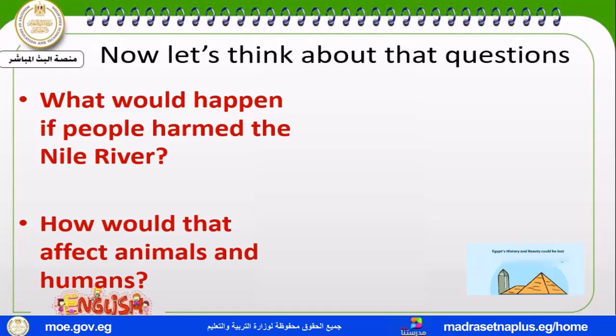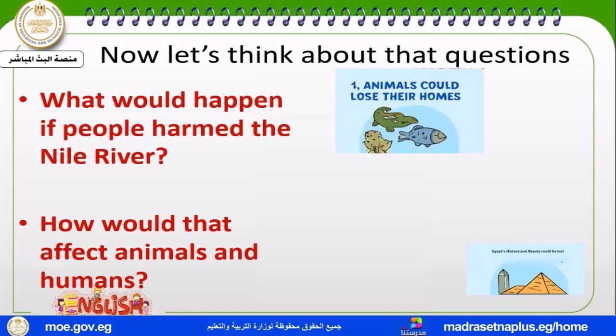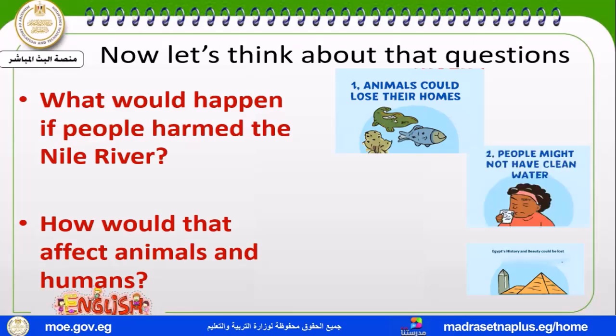If we think about these questions, we can say that when people throw rubbish and waste in the River Nile, they harm it, and if they don't stop, animals like small fish will lose their home. They won't find a safe place to live in. Also, people might not have clean water because we drink from the River Nile and use its water to cook and drink, so it won't be safe and clean.